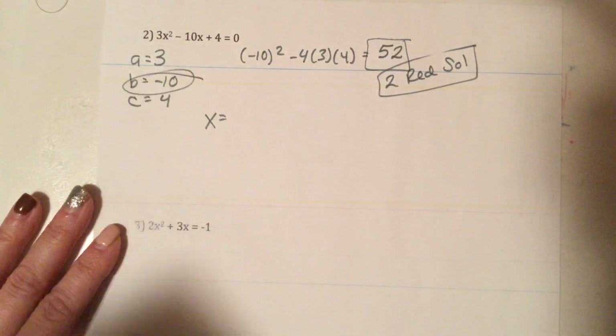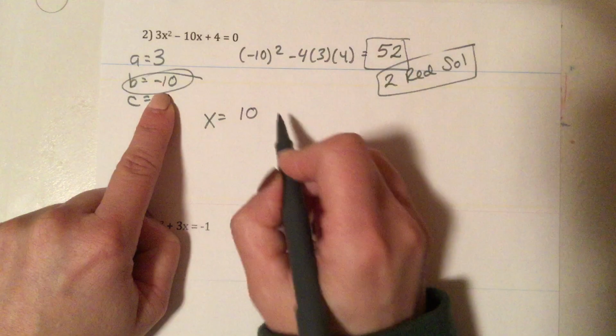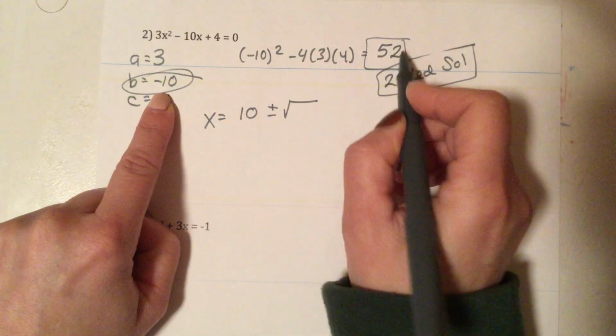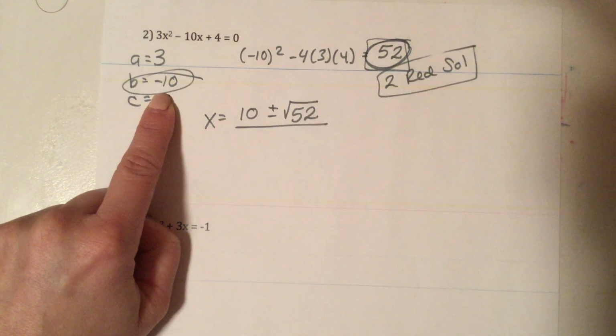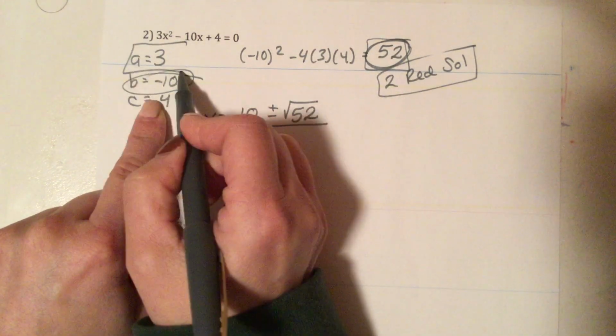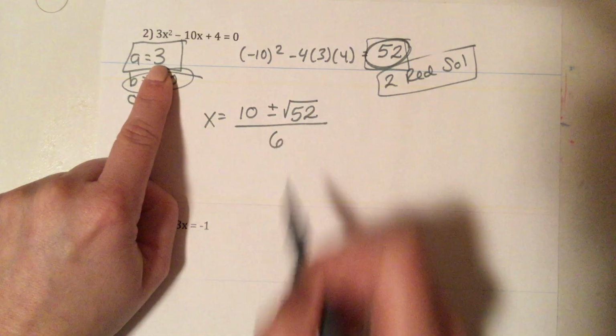X equals negative b. B is a negative 10, so I use a positive 10, plus or minus the square root. This 52 that we already calculated is what goes underneath, all over 2a. A is a 3. 2 times 3 is 6.